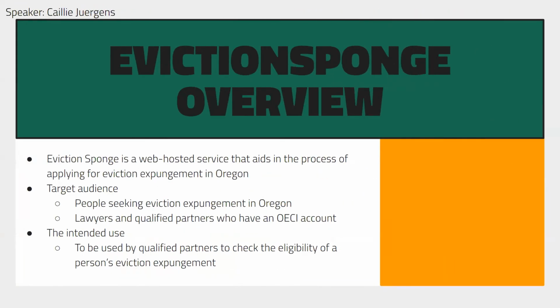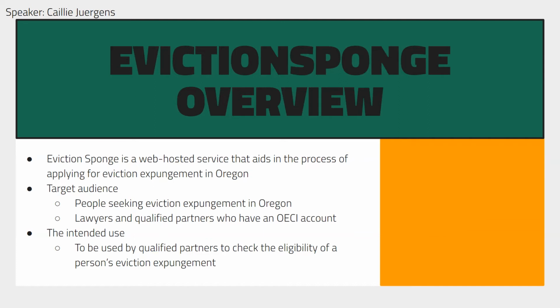The EvictionSponge project is a web-hosted service that allows people in the state of Oregon to find qualified partners to help them apply for eviction expungement. Qualified partners can use the EvictionSponge web application to check the eligibility of those who are seeking an eviction record expungement, and if they are eligible, it generates the necessary legal documents auto-filled with the proper information. This software will allow the eviction expungement process to be more accessible to those who are eligible, especially those who may live in more rural areas.